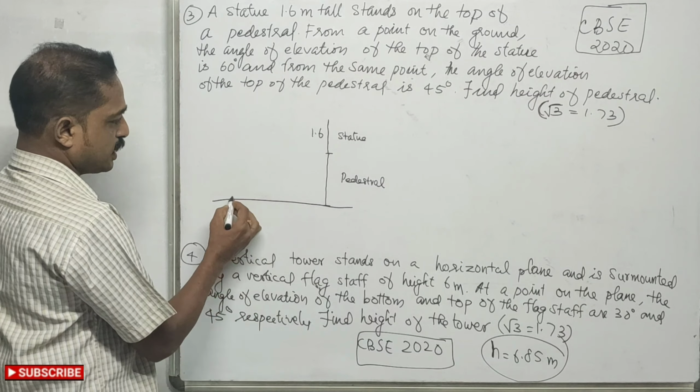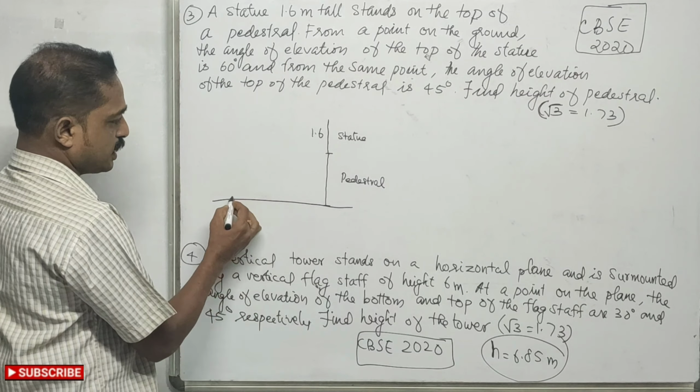Let us assume that this is the point on the ground, and we are looking from this point. The angle of elevation of the top of the statue is 60 degree. So this is the statue, and this is the top of the statue. That is, this angle is 60 degree.